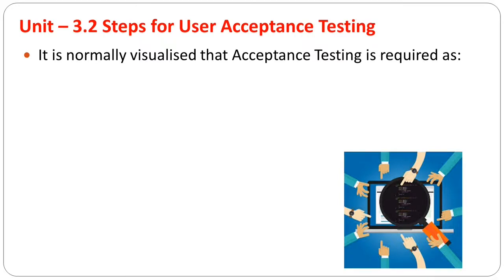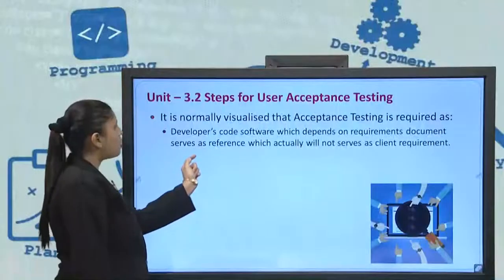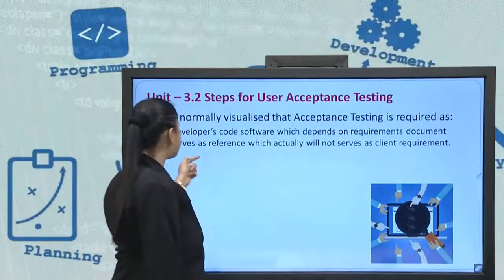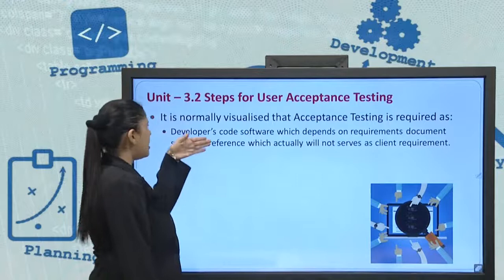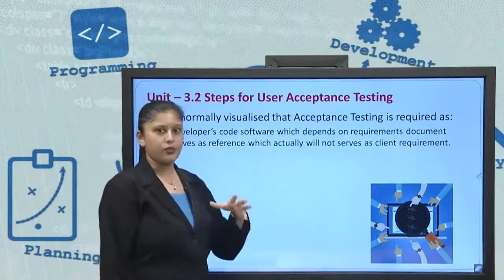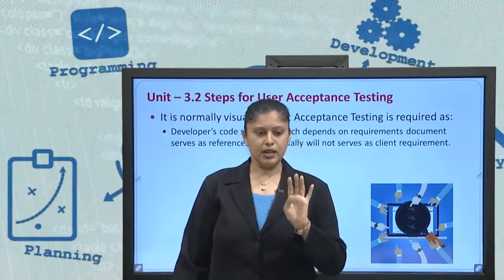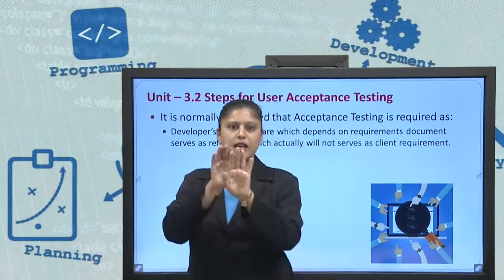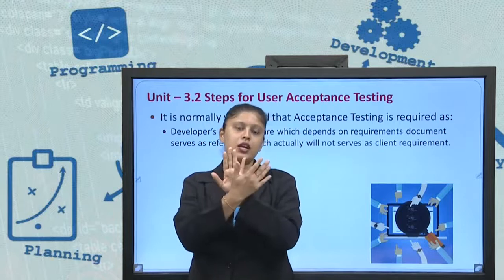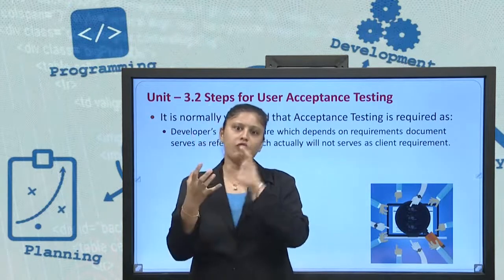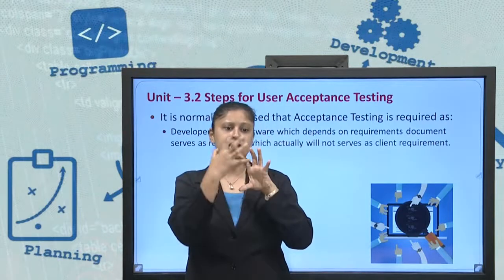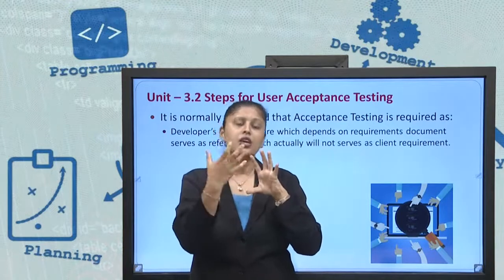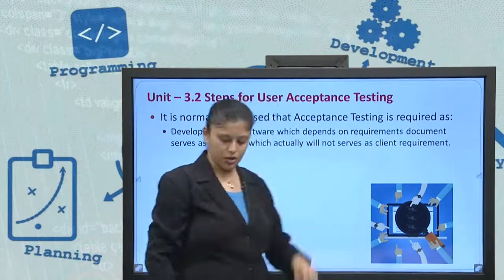It is normally visualized that acceptance testing is required as the developer's code software, which depends on the requirements document, serves as reference, which actually will not serve as client requirement. So whatever my developer has done, the coding of that software, serves as a document for my user, which will say that yes, this particular code will serve this particular thing, and whether that thing has been analyzed, designed, and given as an output to my user or not.